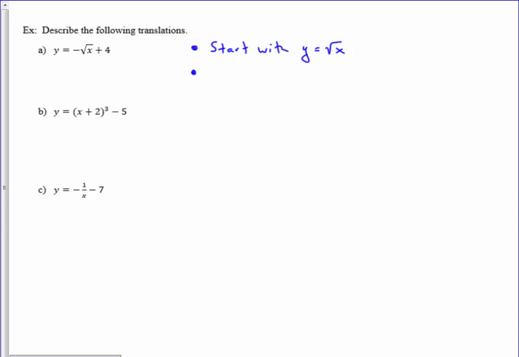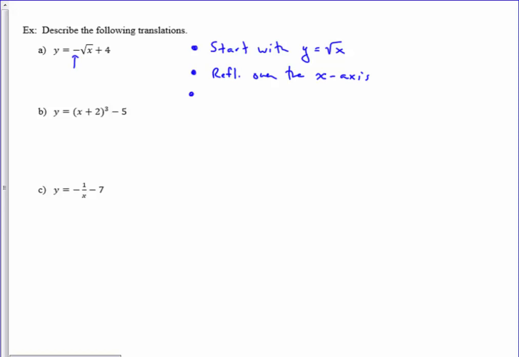Notice here that we have a negative on the outside of the function. Any kind of reflections need to be described first. So in other words, here, because we have a negative on the outside of the function, then we would say reflect over the x-axis.